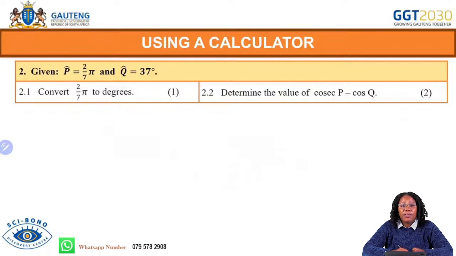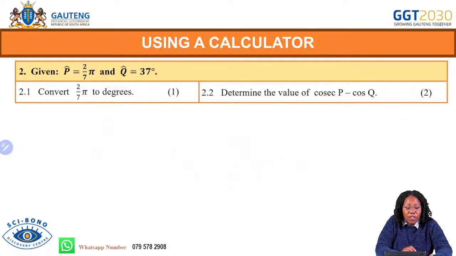Okay, grade 12, let's see how far did you go with this activity. Remember to send your clarity seeking questions to our WhatsApp number 079 578 2908. Right. And then in this case, we are given angle P is equal to 2/7 radians, and then angle Q is given in degrees, 37 degrees.